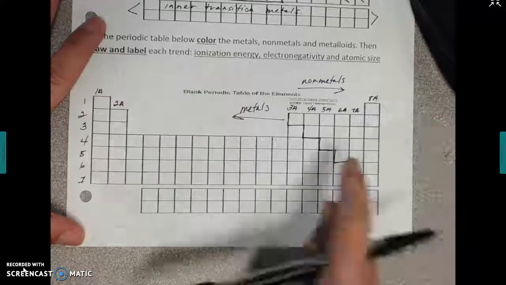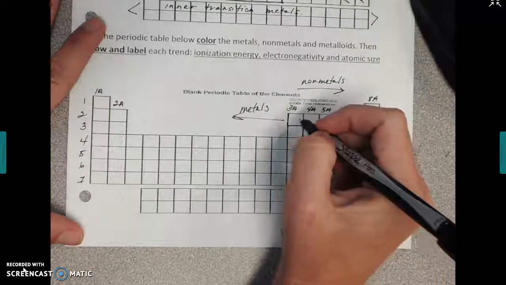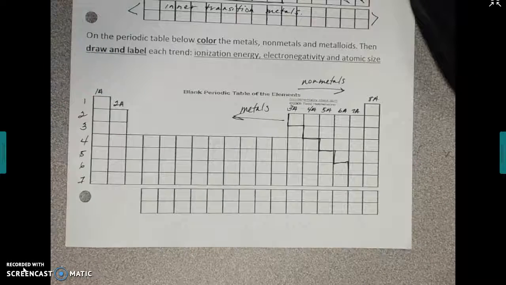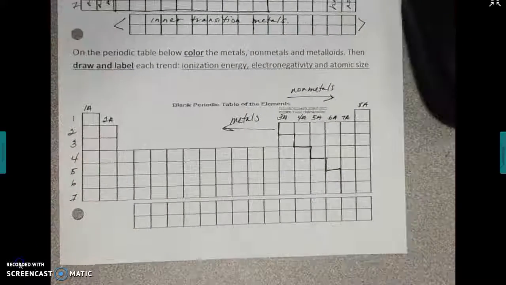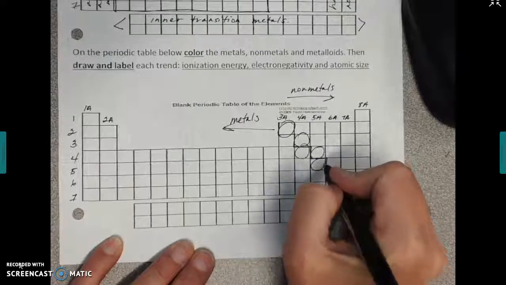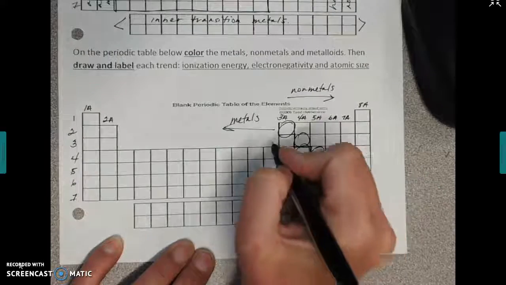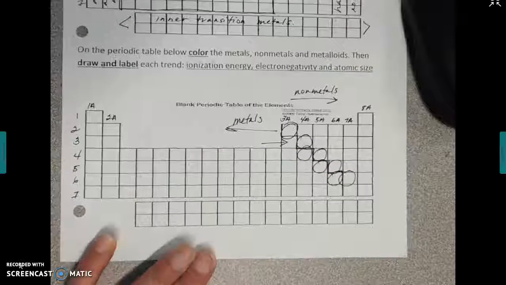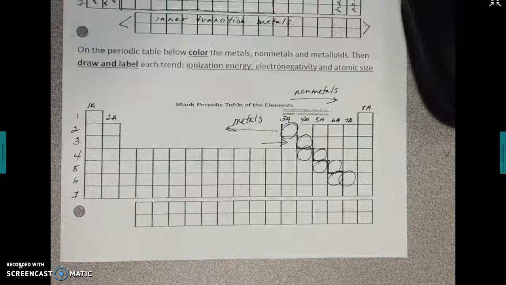And what borders the zigzag line? Okay, so everything that borders the zigzag line is called what? Metalloids, with the one exception of aluminum. Good. Are all metals solids at room temperature? No, what's the one exception? Mercury. Excellent. All right, so ionization energy trends.